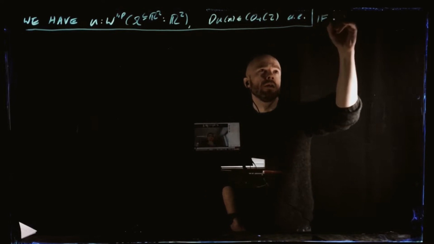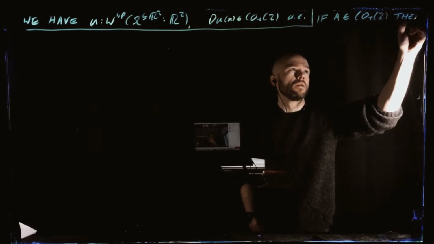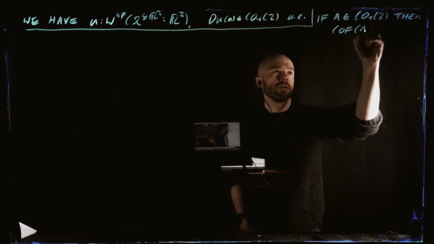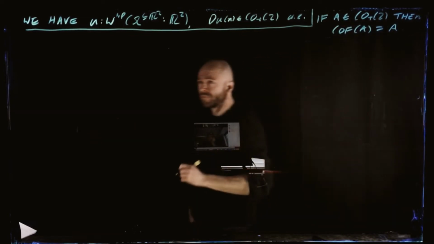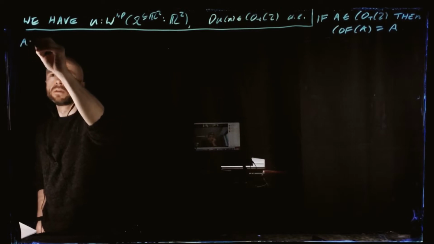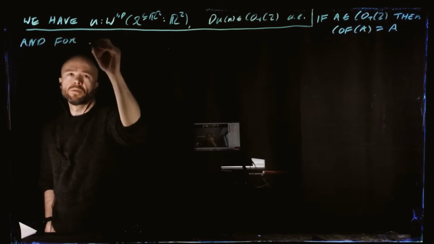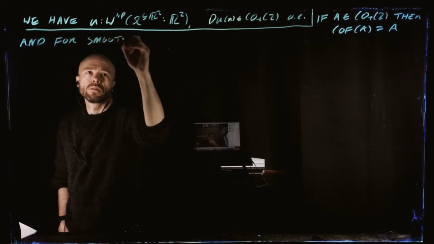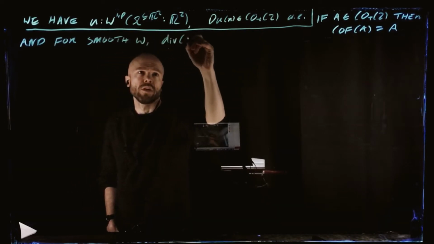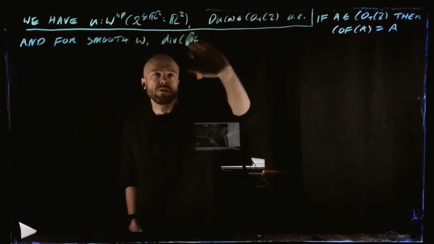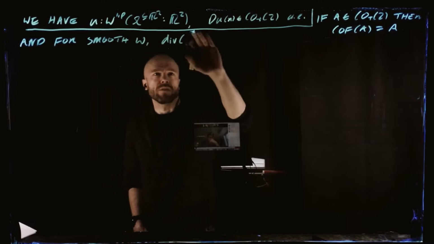If A is a conformal matrix, then if we form the cofactor of the conformal matrix in 2 by 2, it happens to be itself again. And for any smooth function W, this is just a generally true fact: the divergence of the cofactor matrix is 0.